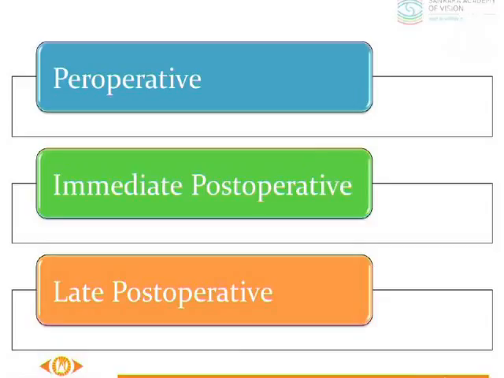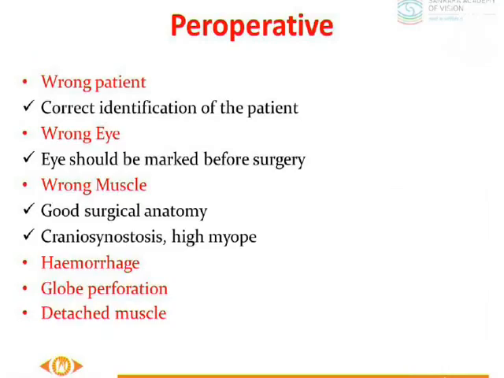I am not dealing with any anesthesia-related or peribulbar-related complications. So I will be covering this topic under perioperative complications, immediate postoperative as well as late postoperative. For perioperative complications, I need not emphasize that we should be very careful about operating on the correct patient, correct eye and correct muscles. It has to be double or triple checked before you start the surgery, and we need to have good surgical anatomy. Sometimes you might have differences in the insertion and differences in the muscle position in cases of craniosynostosis and high myopes, where you have to be very careful in hooking the correct muscle.